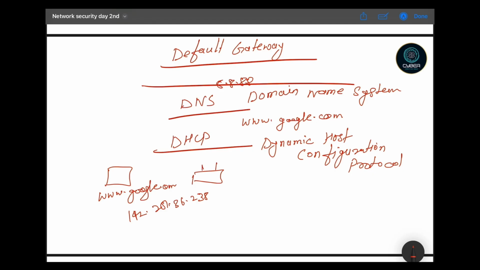Okay, in this sequence, DHCP, gateway, DNS, and firewall decisions work together. Okay, and it is crucial to understand when you analyze logs and incidents.